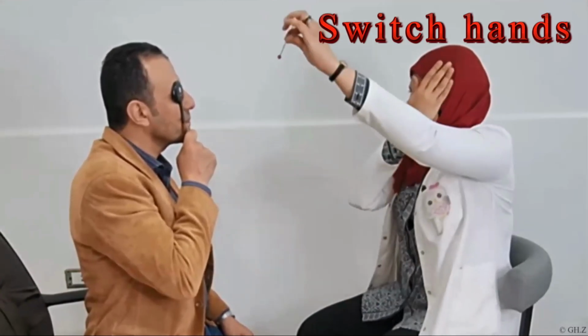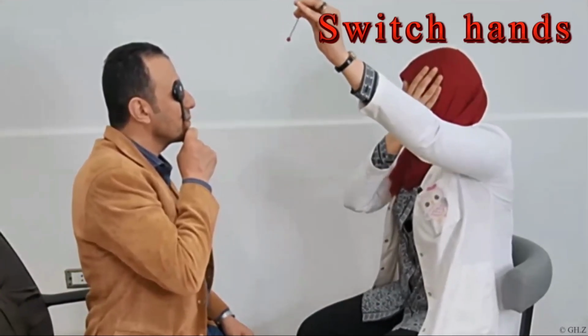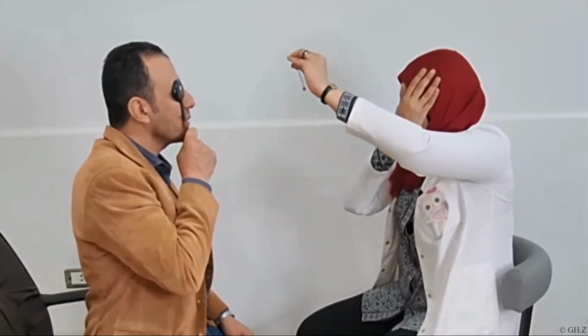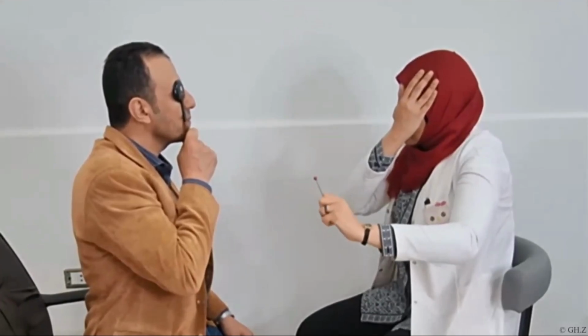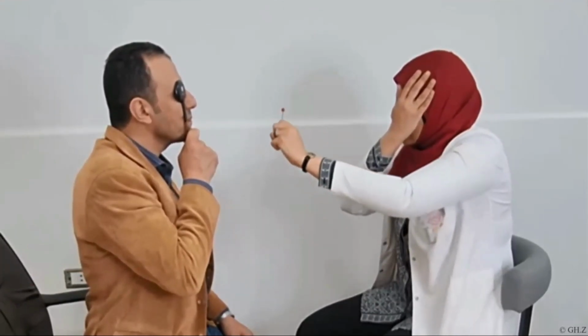Shift hands. And here is the upper nasal field of the left eye, from the central field until the fixation point. Lower nasal field of the left eye, the central field. Move it until the fixation point.